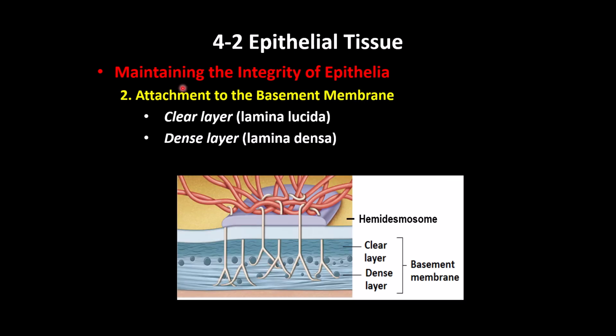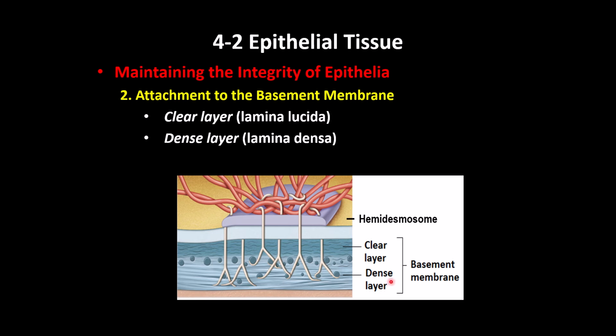So the second mechanism for keeping the cells together is called the basement membrane attachment. So here are the epithelial cells. If they are only one layer, they can attach directly to the basement membrane. If there are multiple layers of epithelial tissue, then the deepest layer will attach to the basement membrane. The basement membrane is made of two different layers. One is called the clear layer. This one, that's the clear layer, and this is from the secretion coming from epithelial tissue, and this is called lamina lucida. This is how it is spelled.